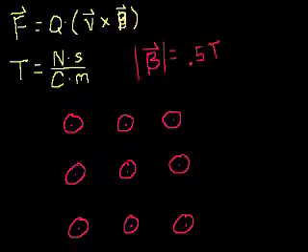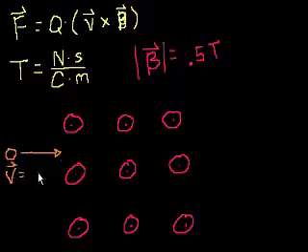Let's say I have some proton that comes speeding along, and it's speeding along at a velocity. So the velocity of the proton is equal to 6 times 10 to the 7th meters per second. And that is actually about a fifth of the speed of light.